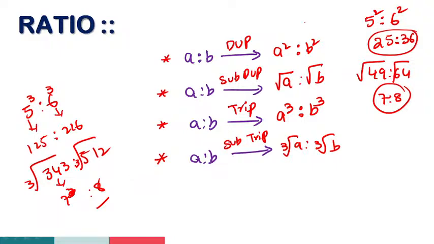Just remember these 4 points, they are very, very important. A is to B duplicate ratio is A square is to B square. A is to B sub duplicate ratio is root of A is to root of B. A is to B triplicate ratio is A cube is to B cube. A is to B subtriplicate ratio is cube root of A is to cube root of B.